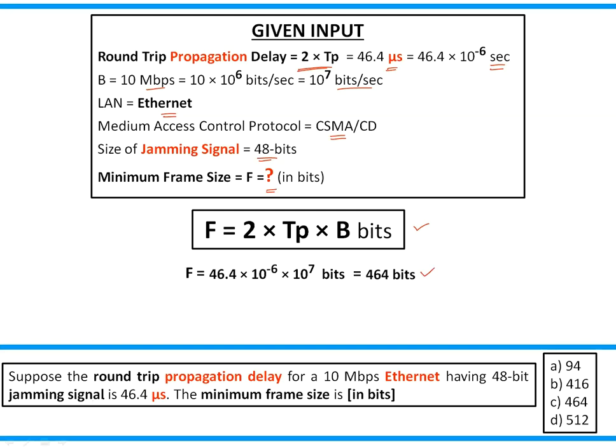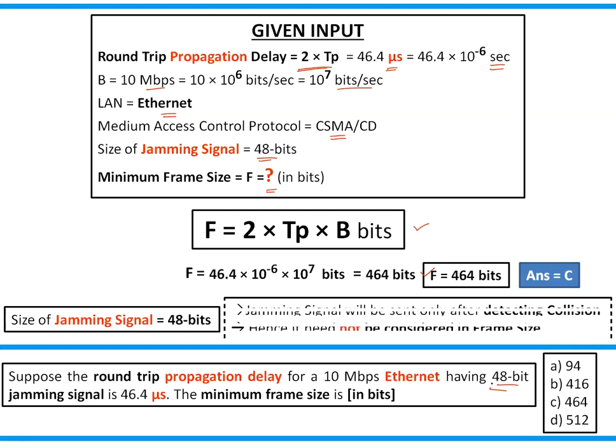Now you can ask, what is the purpose of the jamming signal? Sir, the jamming signal will be sent only after detecting collision. Hence, it will not be considered in frame size. Jamming signal will be sent only after detecting the collision, guys.